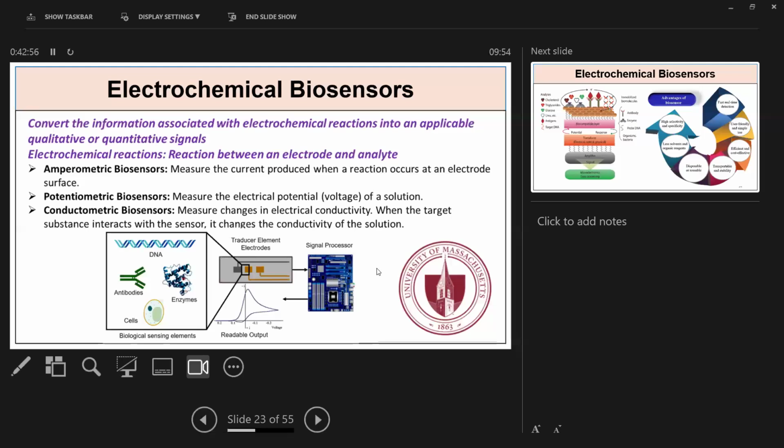Okay. So as I mentioned, this converts the information associated with electrochemical reactions into applicable qualitative and quantitative signals. Whatever biological interaction occurs at the bioreceptor, the transducer, which is nothing but the electrochemical passing of different electrons, converts the electrochemical reactions into an applicable quantitative or qualitative signal. Okay, so it is nothing but the reaction between an electrode and analyte. So this analyte can be anything, right?